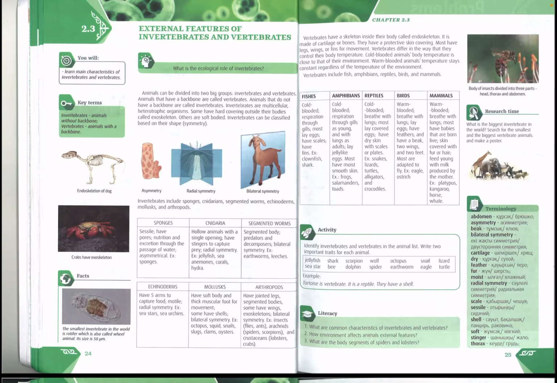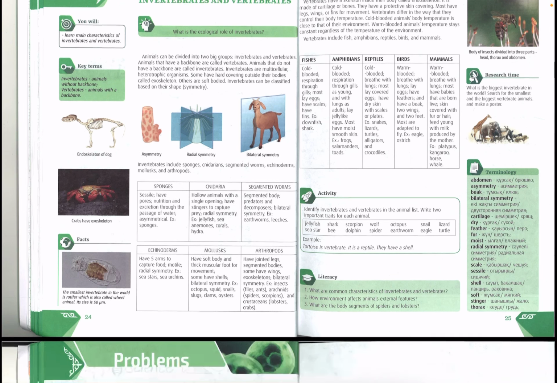Так, ну что, начнем. So, guys, in this topic you will learn the external and internal features of the vertebrates and invertebrates. First of all, you need to memorize the key terms on the left side on your books and on the terminology words on the right side at the bottom. So guys, first of all, you need to learn what means symmetry. So we have talked about it at the lesson.